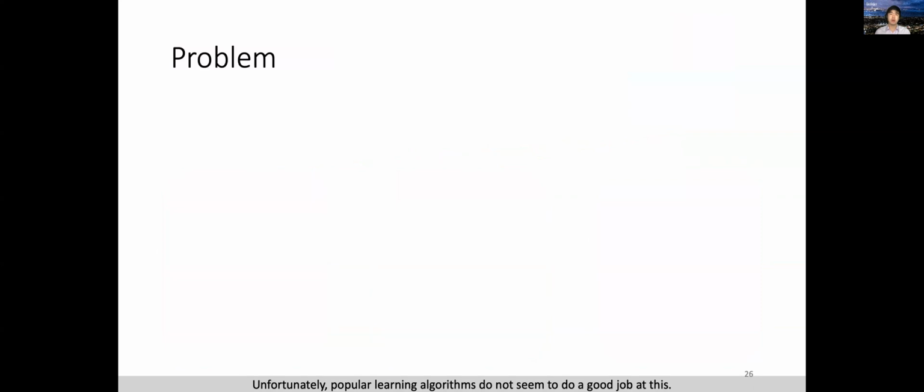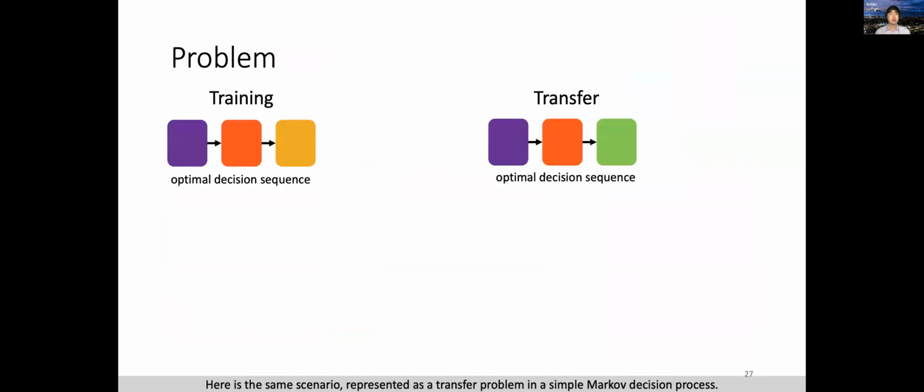Unfortunately, popular learning algorithms do not seem to do a good job at this. Here's the same scenario represented as a transfer problem in a simple Markov decision process. In the training task, the optimal policy is the sequence of actions A, B, then C. In the transfer task, the optimal last action switches from C to D.